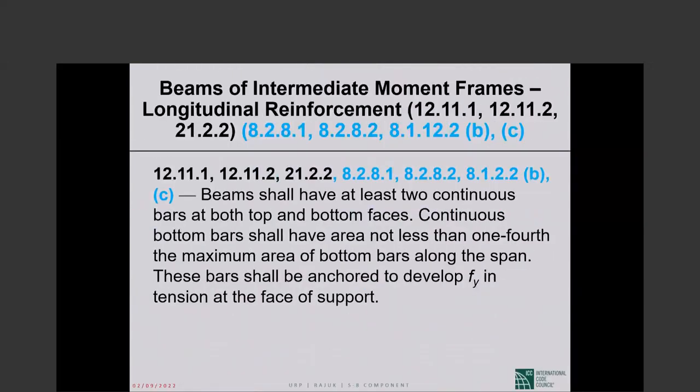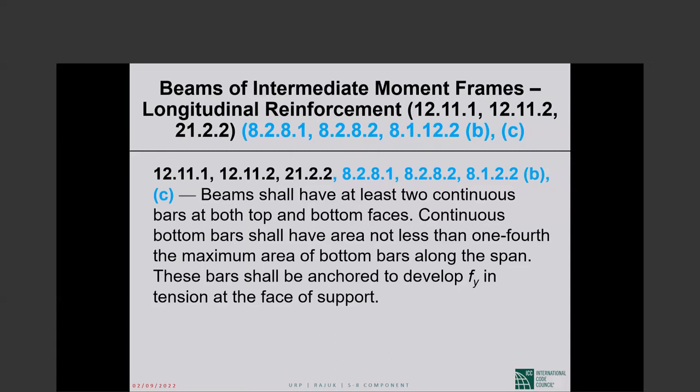Now I brought up, or decided to include, chapter 12, which is the development length chapter of the code, and 21.2, which applies to ordinary moment frames assigned to design category B. These chapter 12 requirements remain applicable, and what you will do for design category B, you will also do for design category C.